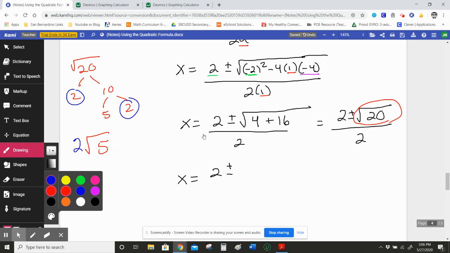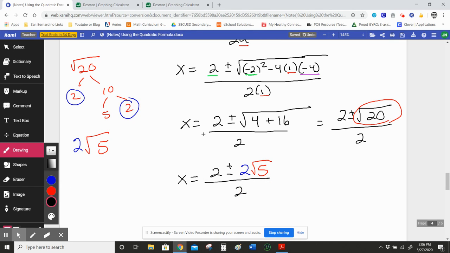So I'm going to go ahead and replace that with the value of 2 square root of 5. And then I put it all over 2. Well, when I put everything over 2, look, the 2 and the 2 cancel for both of them, right? If I divide everything by 2, 2 divided by 2 is 1, 2 divided by 2 is 1. So basically the 2's cancel. I'm left with x is equal to 1 plus or minus square root of 5. So these are my two answers.